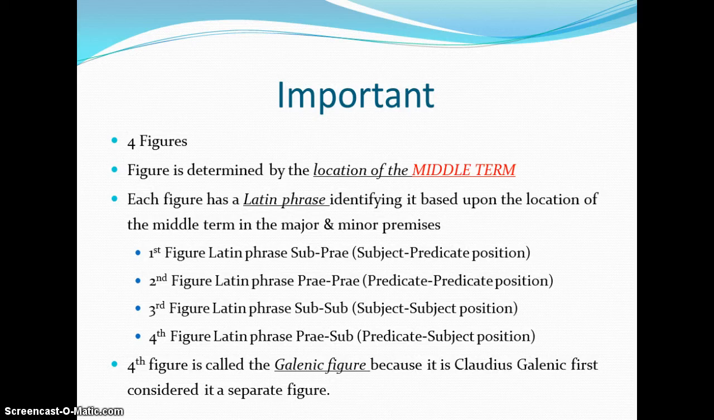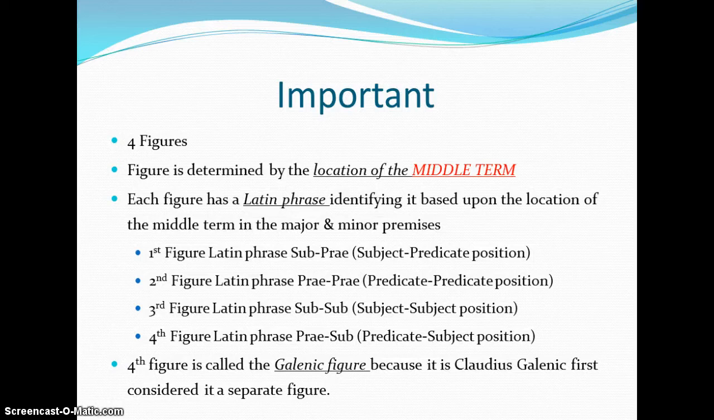The second figure is pre pre, meaning the middle term is the predicate of the major premise and the predicate of the minor premise. The third figure is sub sub. Again, the middle term is the subject of the major premise and the subject of the minor premise. And the fourth figure is pre sub. The middle term is the predicate of the major premise and the subject of the minor premise.